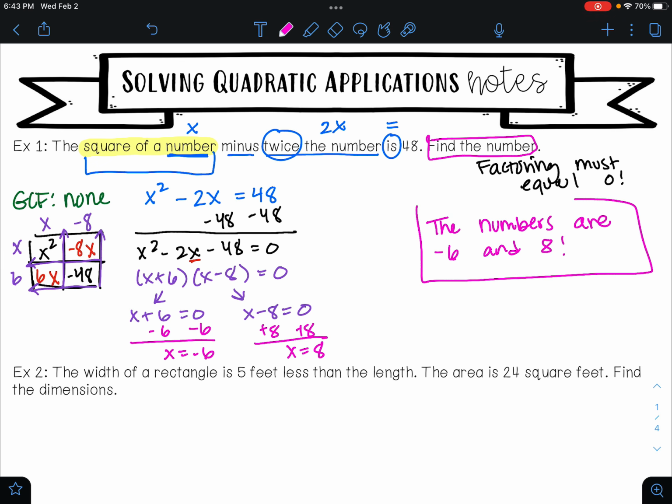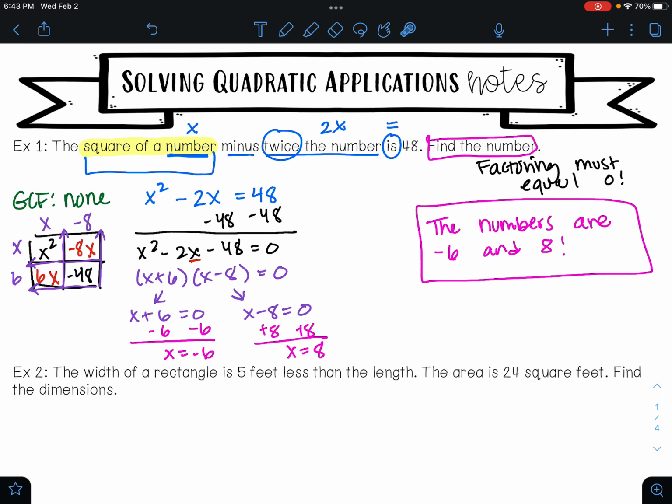Both of these numbers will work. If you do the square of a number with negative 6, the square of negative 6 is 36 minus twice the number. So negative 6 times 2 is negative 12. So 36 minus negative 12 is 36 plus 12, which is 48. If you do 8, the square of 8 is 64 minus twice 8. So 64 minus 16, that is also 48. So both of those numbers work here.